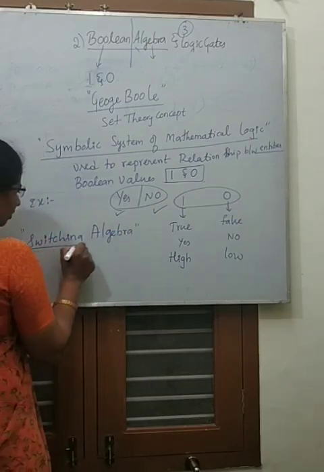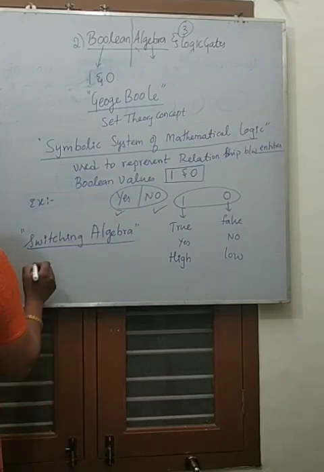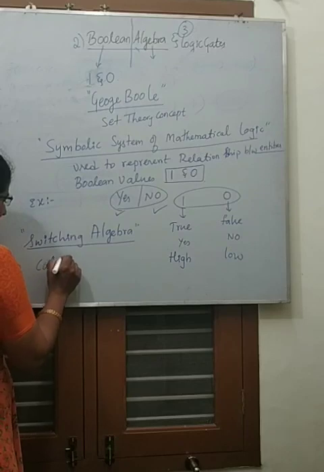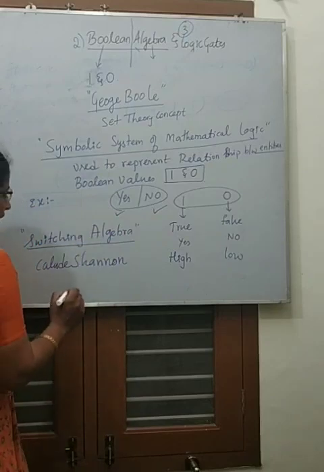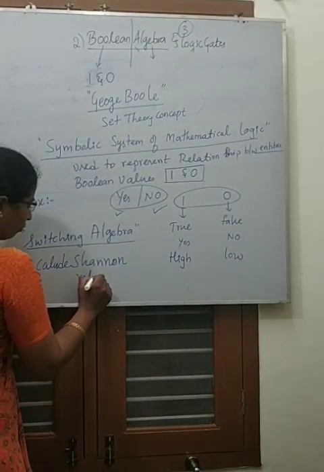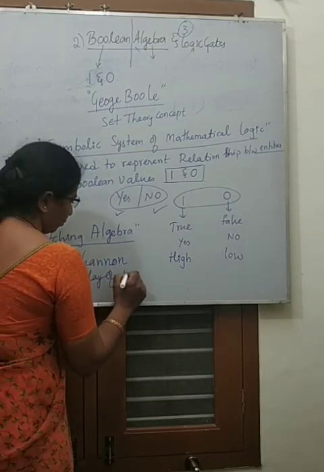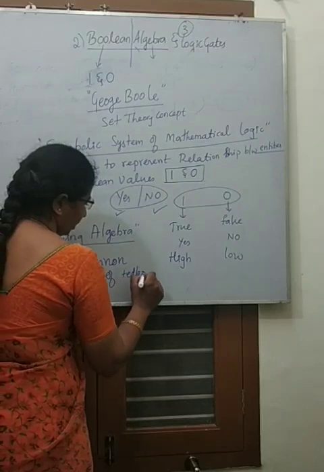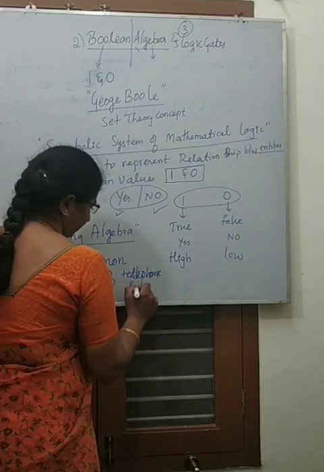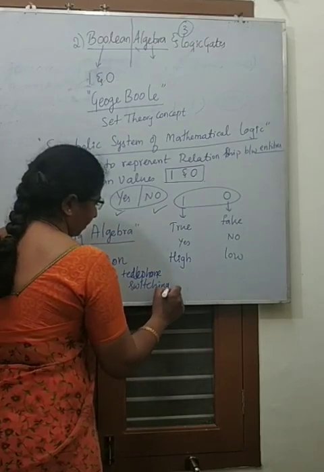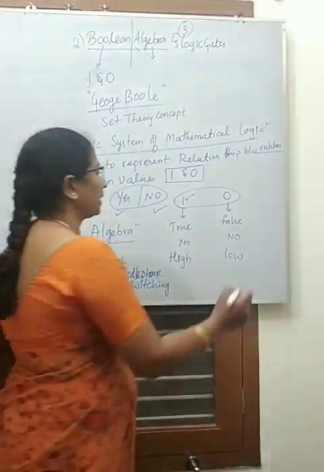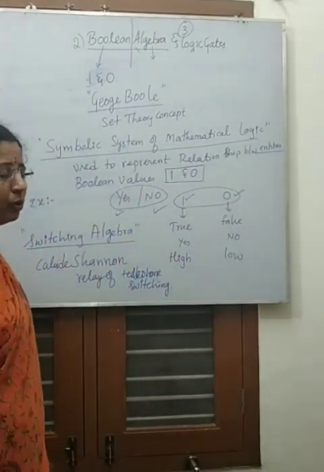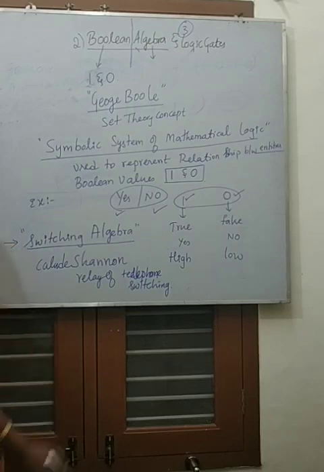What do you mean by switching algebra? After George Boole, Claude Shannon applied this Boolean algebra in relay of telephone switching. If you want to connect the call, a connected call is represented as 1, a disconnected call is represented as 0. Hence, Boolean algebra is also called switching algebra.